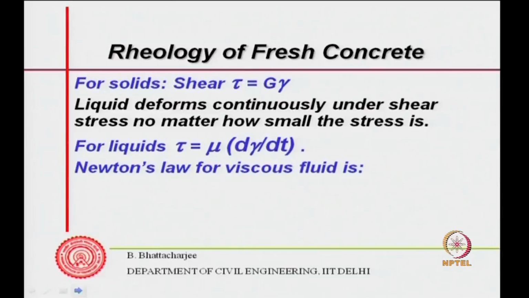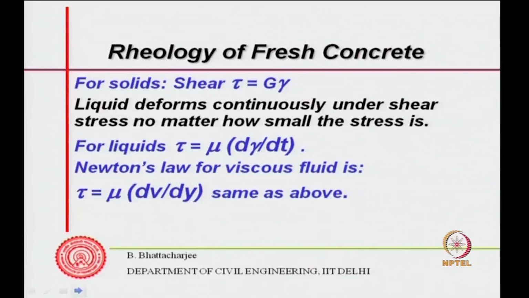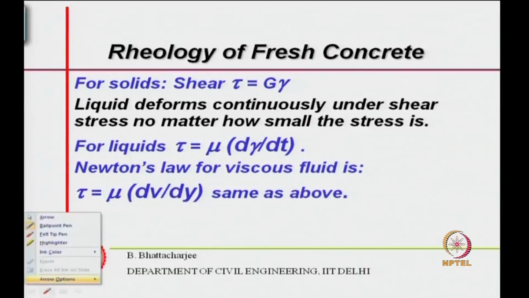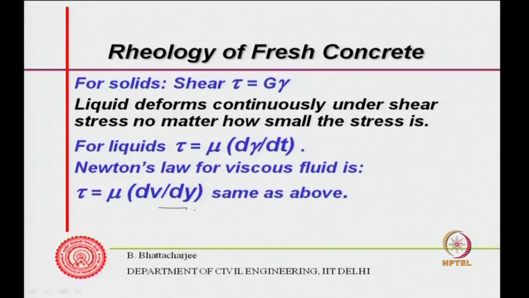That is Newton's law for viscous fluid. Essentially tau is proportional to viscosity times dV/dy, and dV/dy can be written as dx/dy per dt, and this is nothing but shear strain. So, d gamma/dt is the strain rate.